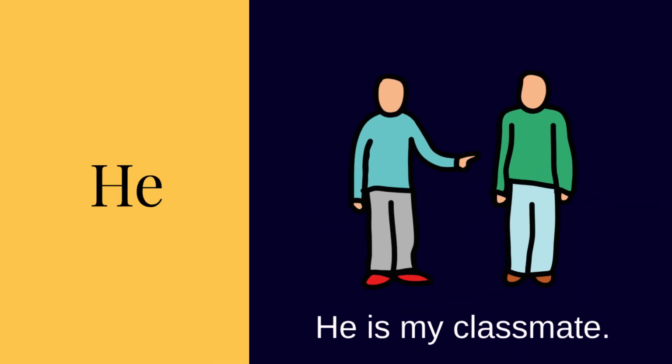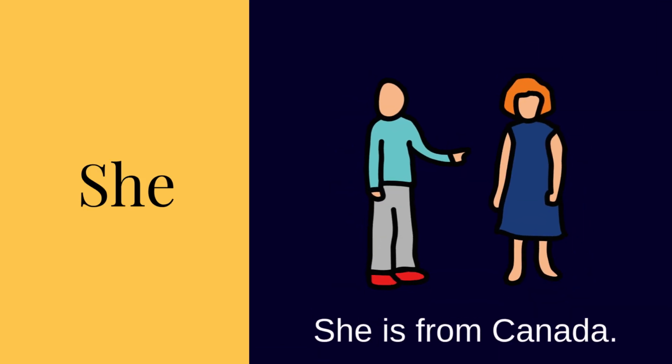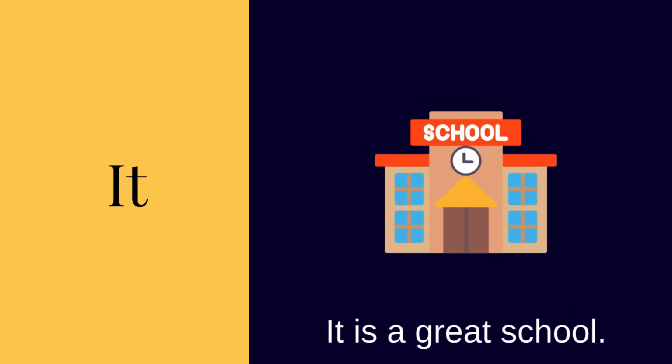For one man or boy. He is my classmate. She. For one woman or girl. She is from Canada. It. For a thing, a place, or an animal. It is a great school.